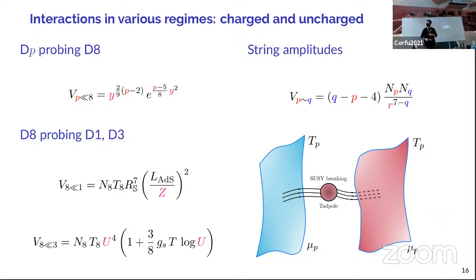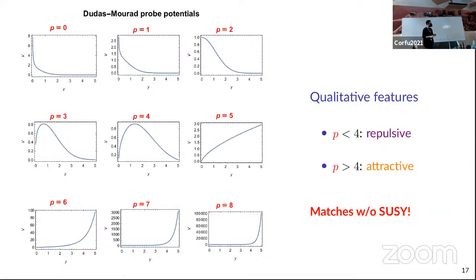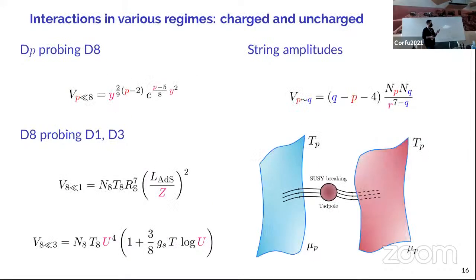And going through all the computations, one finds that for every combination that one can study in both the probe case and the amplitude case, one finds a qualitative agreement, in the sense that either in both cases the branes repel or they attract. And again, there is this matching without the crutch of supersymmetry, connecting two very different regimes. So this is quite remarkable, I think. Here you can see the plots of the interaction potentials for p-branes probing the geometry sourced by the D8 branes, the Dudas-Mourad geometry.